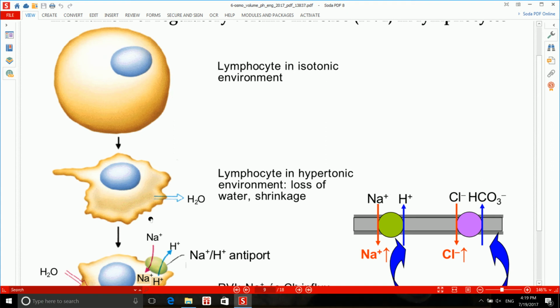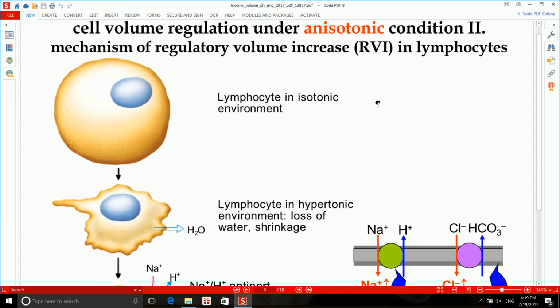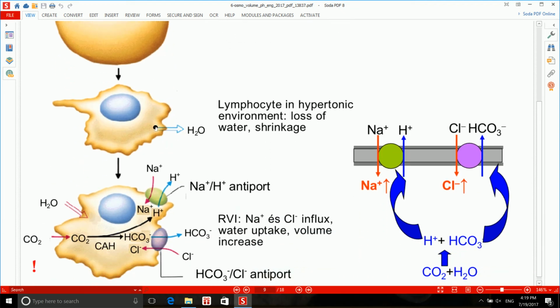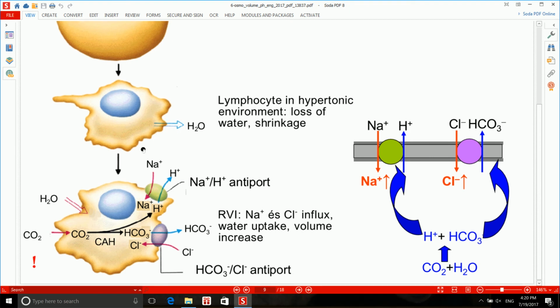But the cell now needs to fight these changes. So the cell needs to gain back water, the exact opposite way of the hypotonic situation. And how will the cell manage to compensate this loss of water? Well, the cell will compensate that by activating a specific type of transporters, or to be more specific, antiporters, the sodium proton or sodium hydrogen antiporter. The sodium hydrogen antiporter transports sodium ions into the cell, but at the expense of transporting hydrogen ions out of the cell.